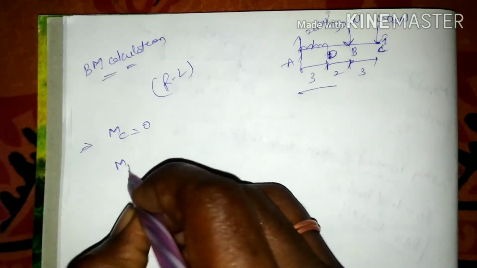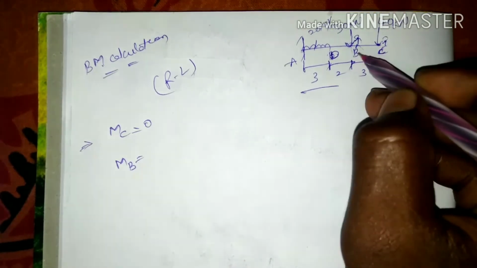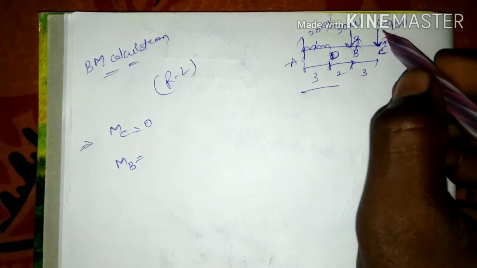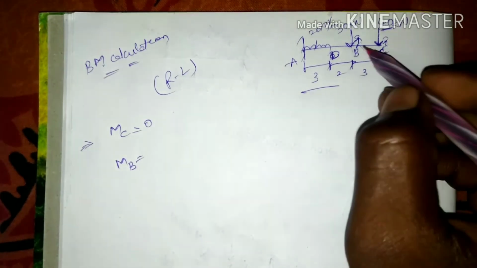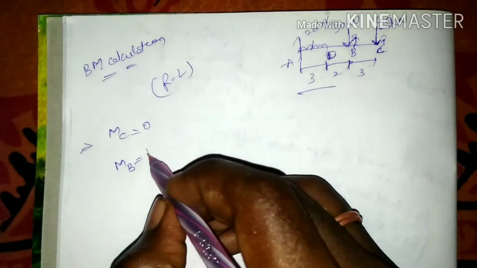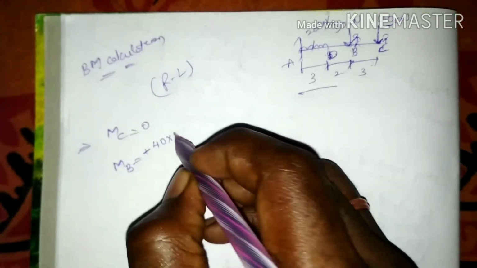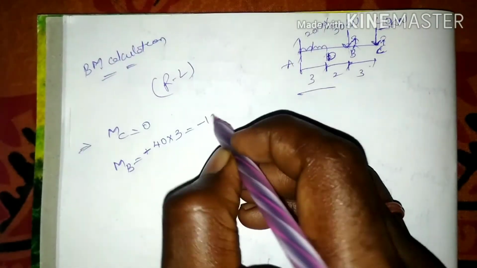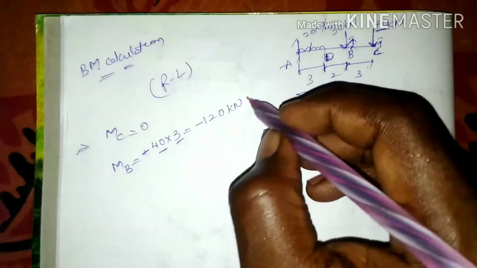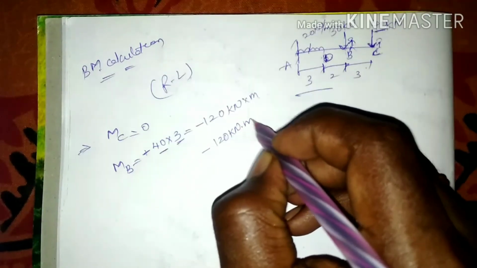And moment about B is equal to, when I stand right of B, I am going to find a point load with a magnitude of 40 kilonewtons at a distance of 3 meters from B to C, in the downward direction, so minus 40 into 3, that is equal to minus 120 kilonewton meter.